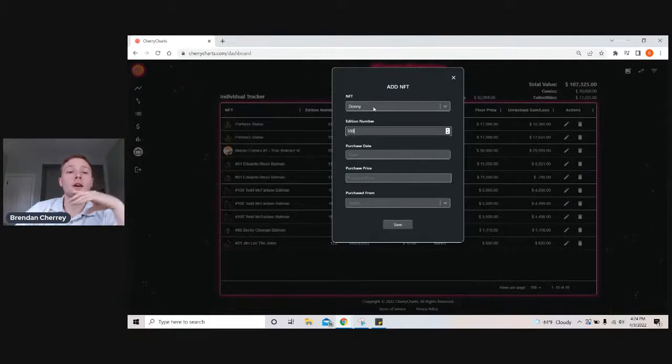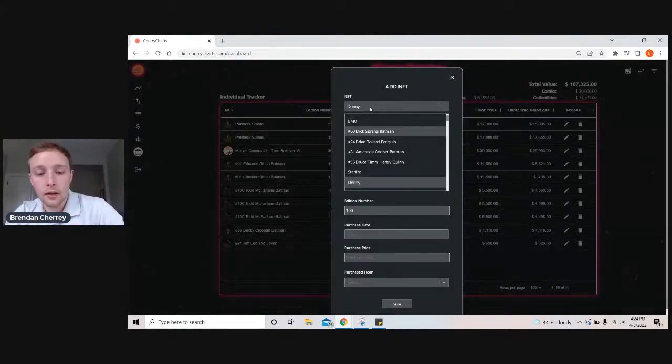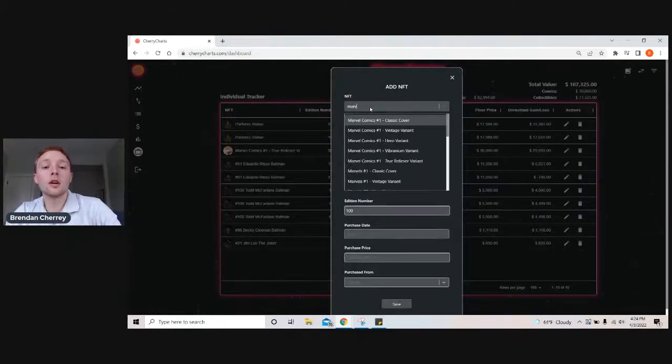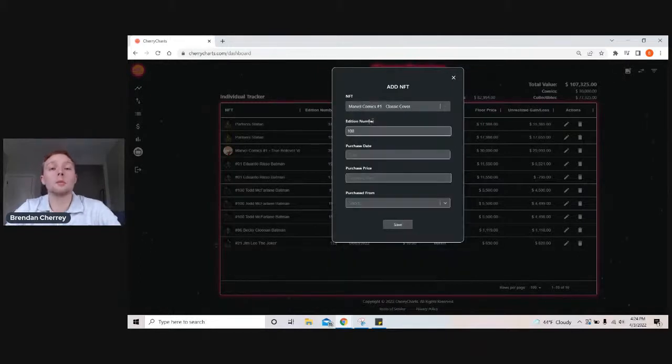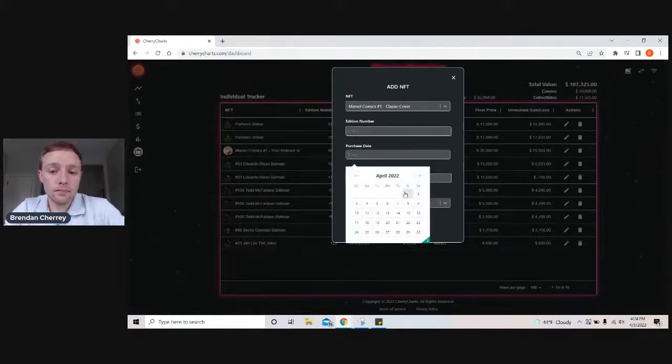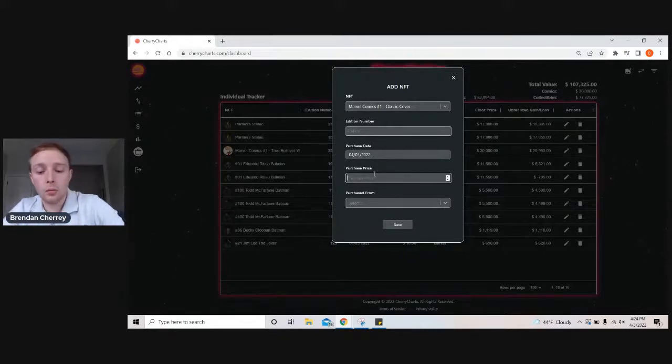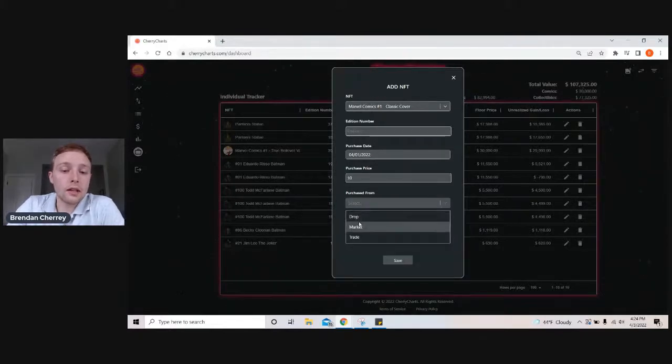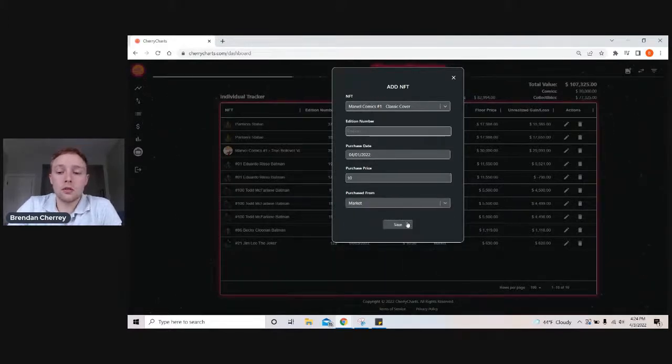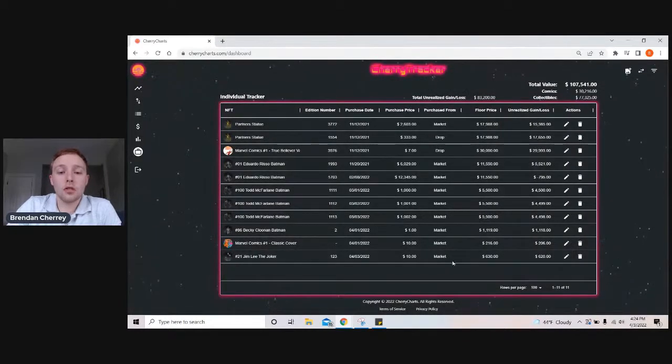Maybe you were smart back in the day and you had Marvel Comics #1 classic cover, and you bought a sell wall, and you did it on the first, and you were quick and you bought them all for $10. Imagine being able to get a Marvel Comics for $10 right now, and you just want to get them for the market. You can just add that information, right? Any information you don't include is just not going to show up.